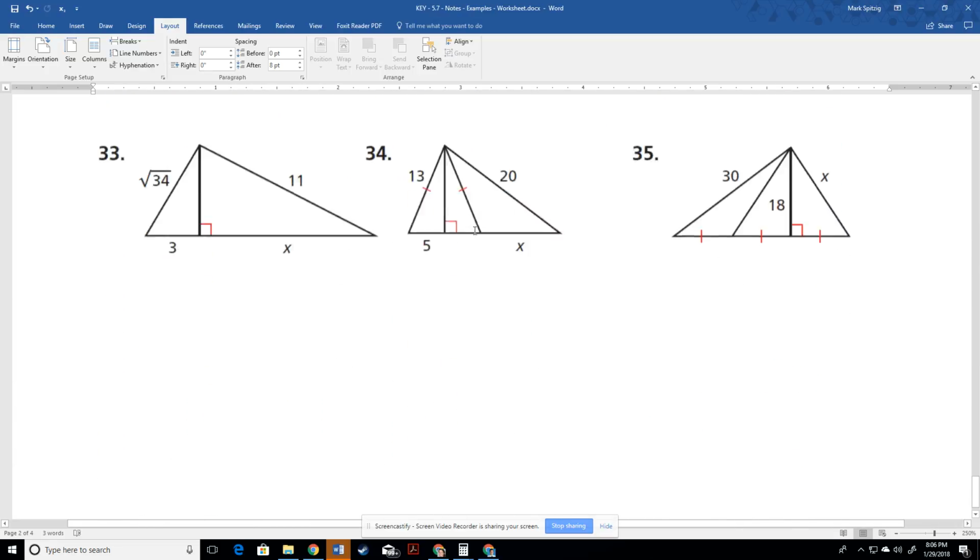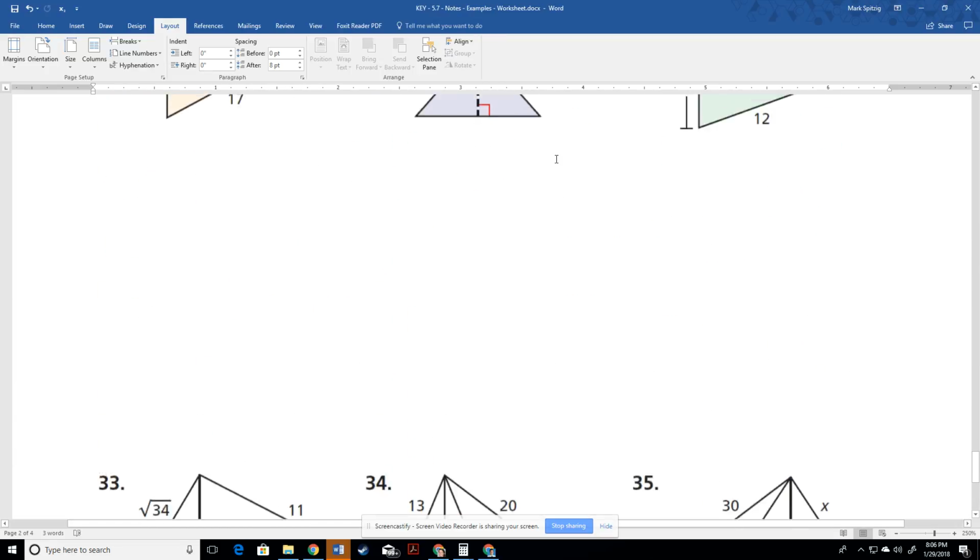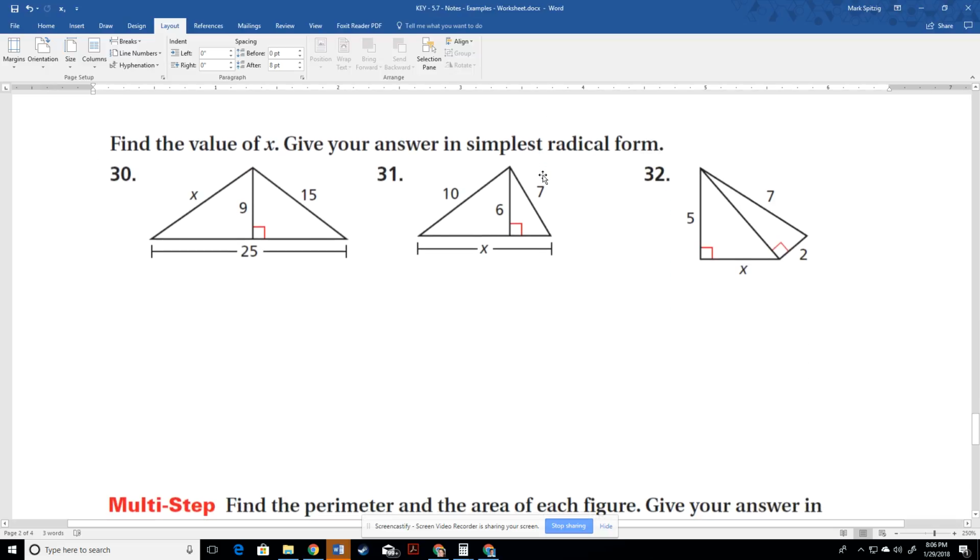All right. So here are some fun ones. I'm just trying to find x. Okay, so this is 9, 15. This is actually going to be a 9, 12, 15. That is a 3, 4, 5. Again, you could do Pythagorean theorem if you want to. Okay, so if this is 12, and the whole thing is 25, that must make this side right here 13, because 13 plus 12 have to give me that 25.